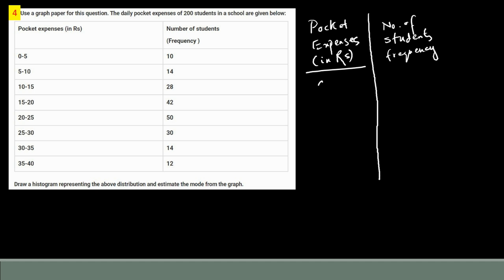So basically first you can just write it like this: 0 to 5 is given 10, 5 to 10, like that. Just write it like here. Okay, and then you have to plot it on the graph. Let's do that. So let me draw the graph here, it will be better.